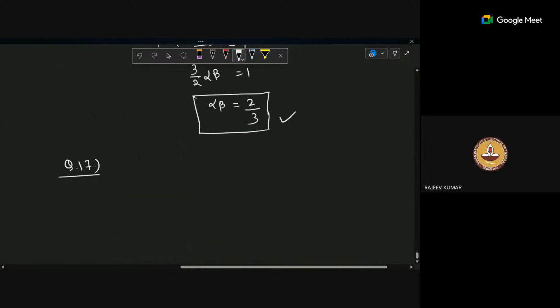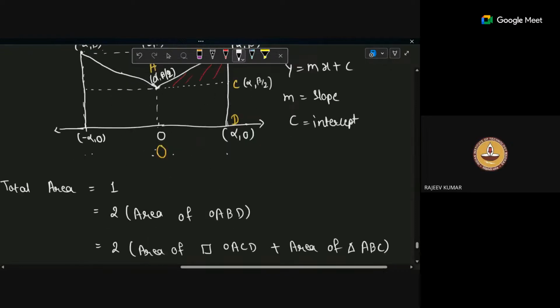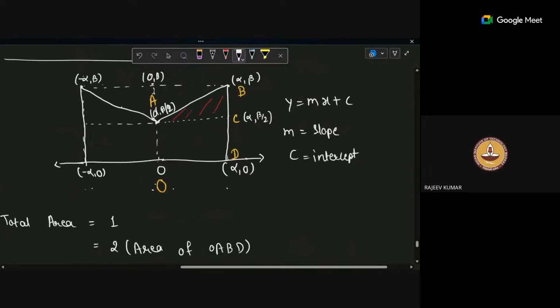Ma'am, I have a question here. Can you show me the picture? Can't we integrate, ma'am, only 0 to alpha and double it? Yeah, possible. Because it's a symmetric one, so we can do that. But ma'am, what function do we use to integrate? Function is the equation of the straight line. We will have to calculate.